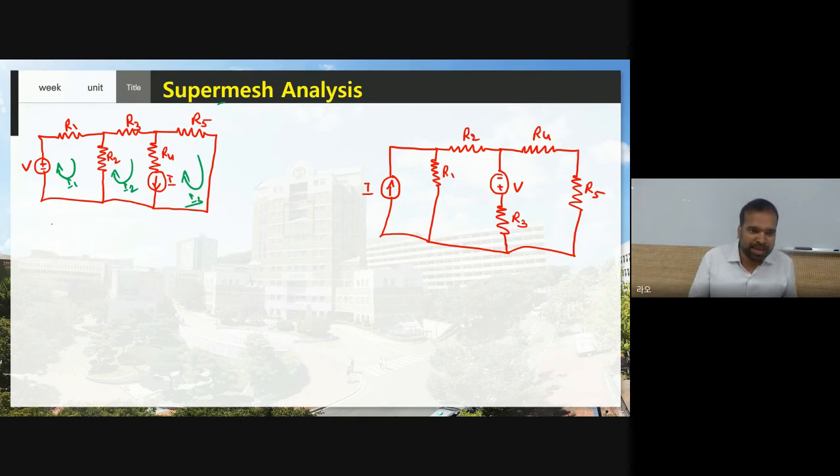Now if I apply KVL in loop 1, what happened? I get equation 1. Okay, so you know how to write it, right? So minus to plus V, and here this is plus to minus I1 R1, and here this is what? Plus to minus, and two currents are flowing, therefore R2 times I1 minus I2 equal to 0. This is our equation 1.